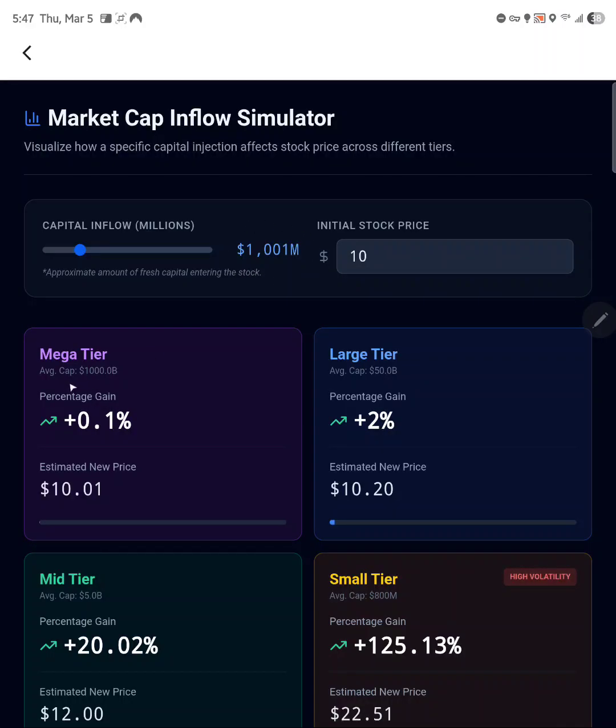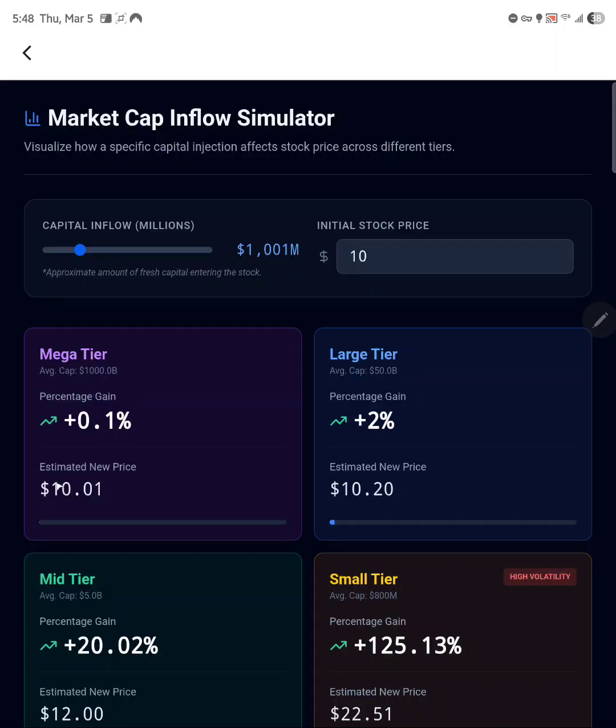So if a mega tier, which is 1,000 billion, which is a $1 trillion company, let's say Tesla, for example, if Tesla gets an inflow of $1 billion, it only sees a 0.1% gain. Not even 1%, because 1% would have to be 10 billion.